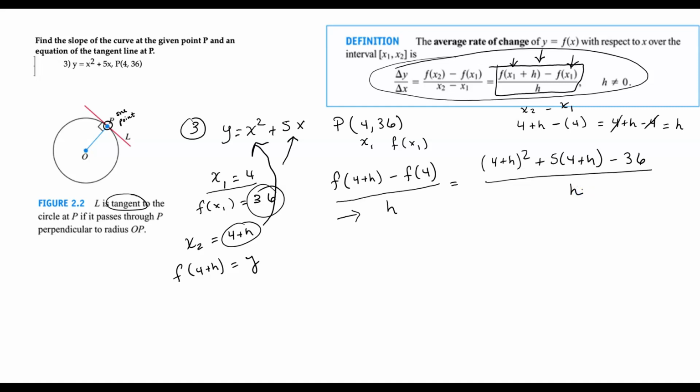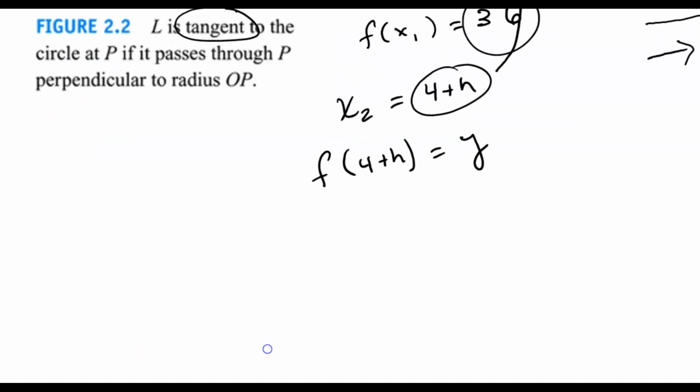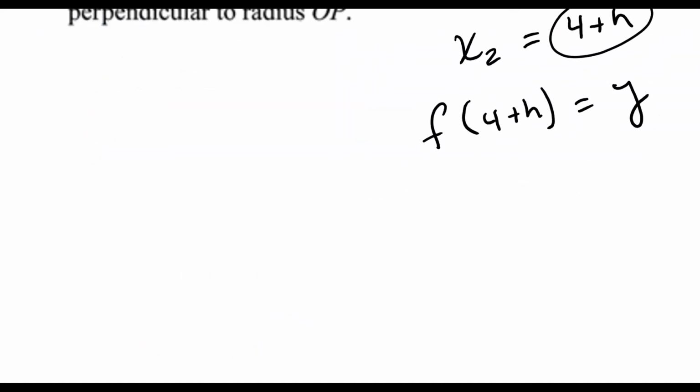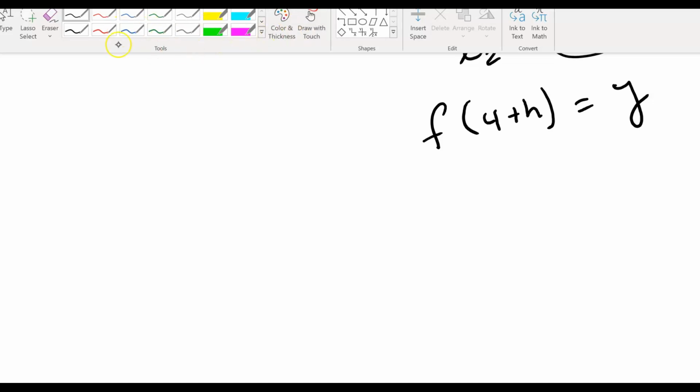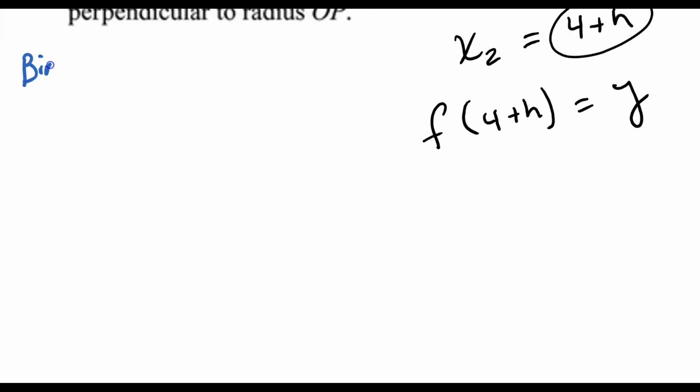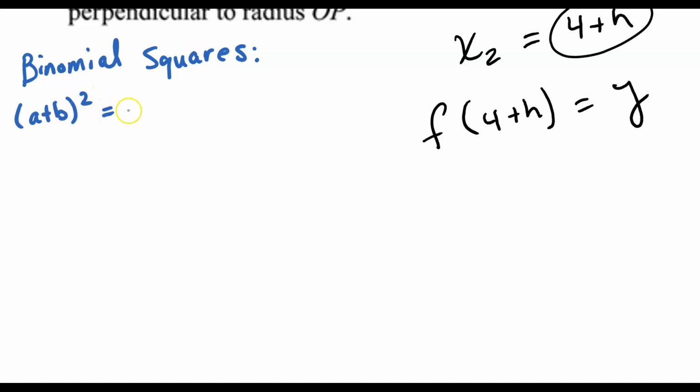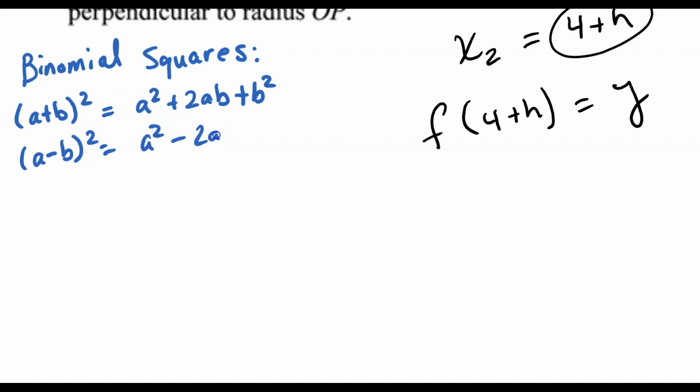I'm going to make a side note over here, and zoom in so I have a little more room. Let me see if I can change my pen color. How about this one? Binomial squares. What does that look like? If you have a plus b squared, which you should have learned in college algebra, you get a squared plus 2ab plus b squared. That's really important. And the other version is a minus b squared, which is a squared minus 2ab plus b squared.